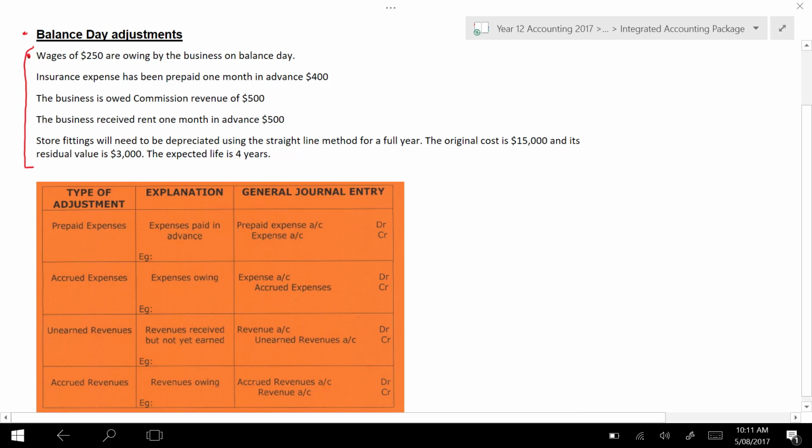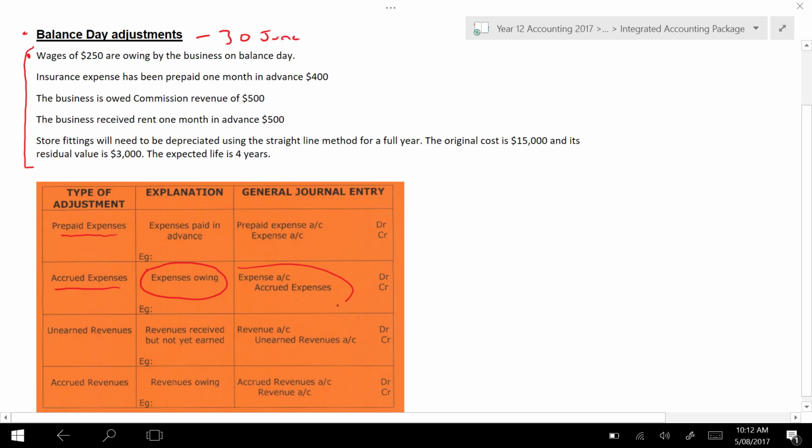The first one, wages of $250 are owing by the business on balance day. Before we go any further, balance day adjustments are always processed on the 30th of June that financial year, or the last day of the financial year. So wages of $250 are owing by the business on balance day. That's a type of expense. It is not a prepaid expense. It's an accrued expense. The business owes expenses on balance day.